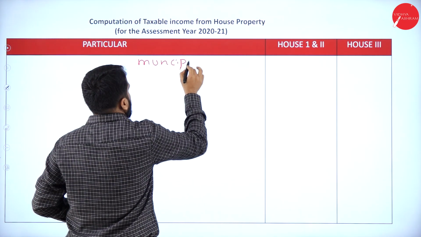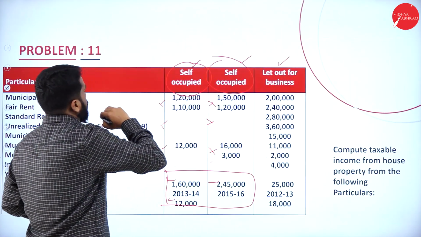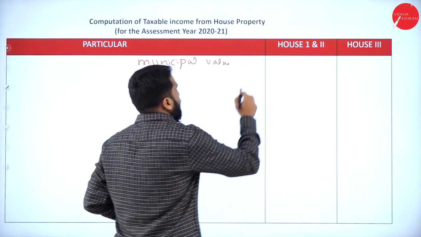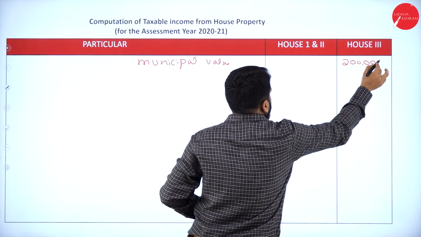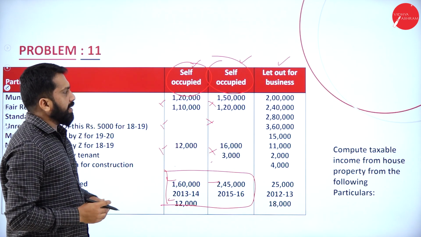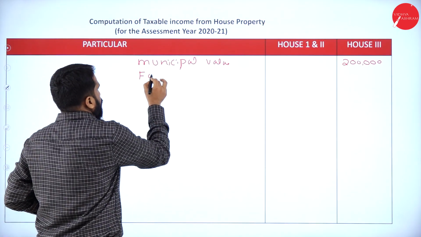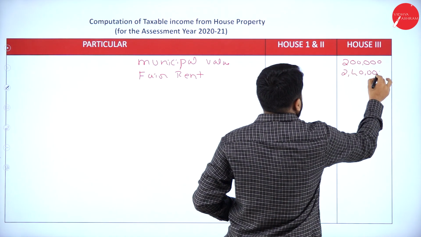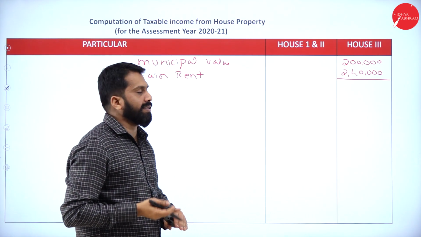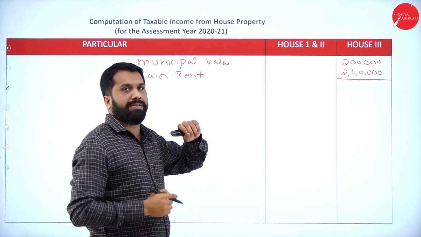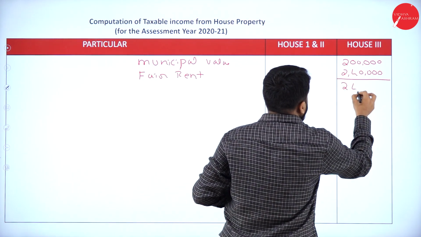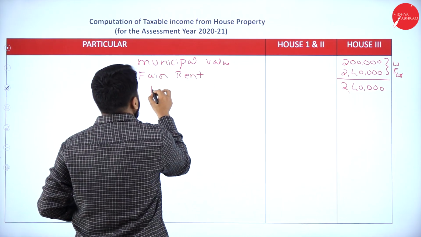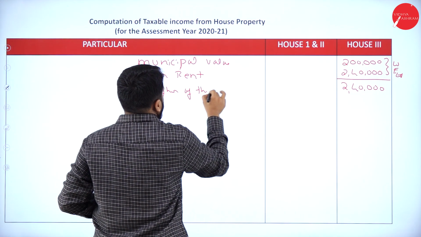Municipal value. So, municipal value, how much is it? We are concentrating only on the last column, because we are doing house 3. Your municipal value is 2 lakh. Along with that, we have fair rent of 2 lakh 40,000. Out of this, whichever is higher. 2 lakh or 2 lakh 40,000, 2 lakh 40,000 is the higher value. So we consider 2 lakh 40,000. Remember, whichever is higher. Higher of the above.